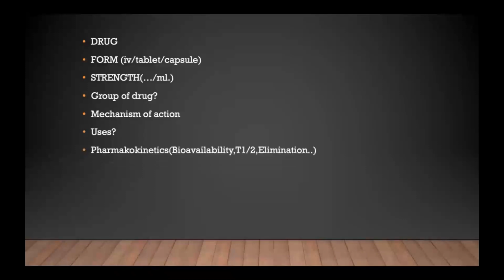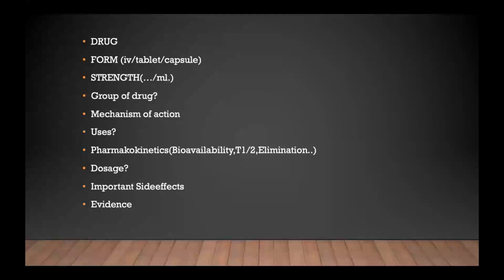What are its uses? A little bit about pharmacokinetics and pharmacodynamics, because in certain medications the bioavailability, T-half, how it is eliminated, the dosage, the important side effects, and a little bit about evidence are important. So if you go this way in a systematic way, you won't miss out on the important things.